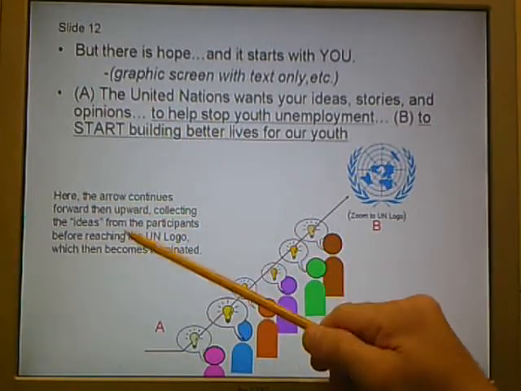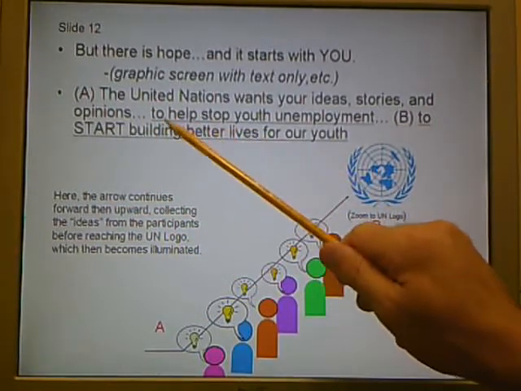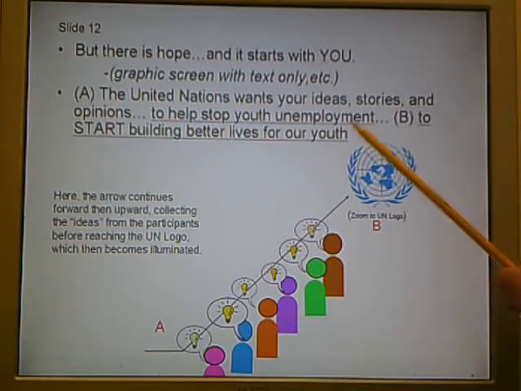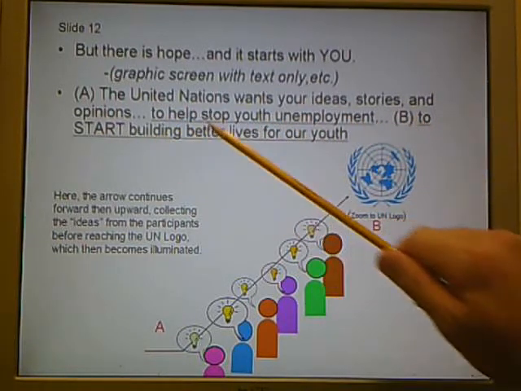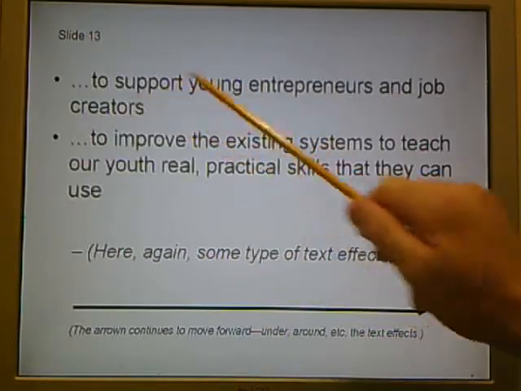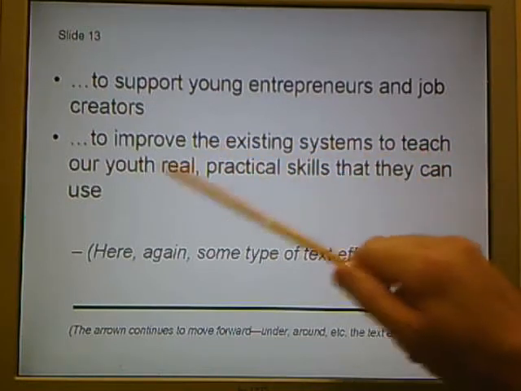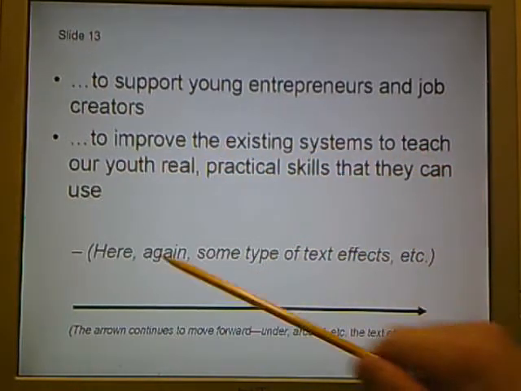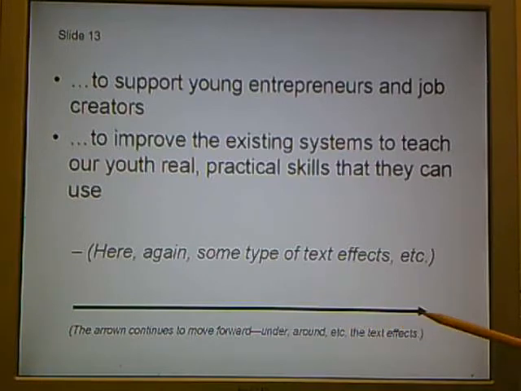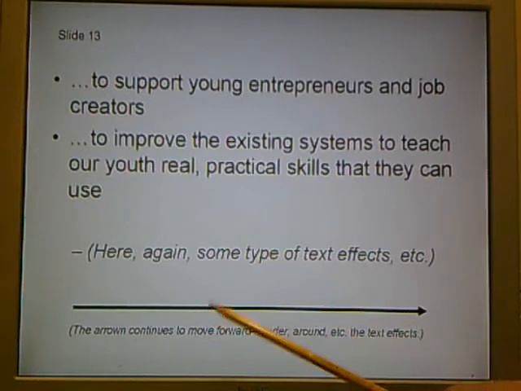So I've made the note here. And then this is going to be incorporated in that same time frame to help stop youth unemployment, to start building better lives for our youth. And this too is going to continue to support young entrepreneurs and job creators, to improve the existing systems to teach our youth real practical skills that they can use. So again, remember that this arrow is always continuing. It's not going to be linear in this sense.